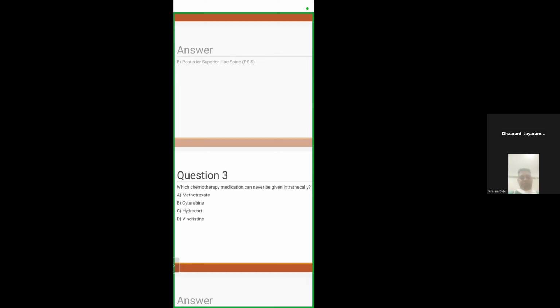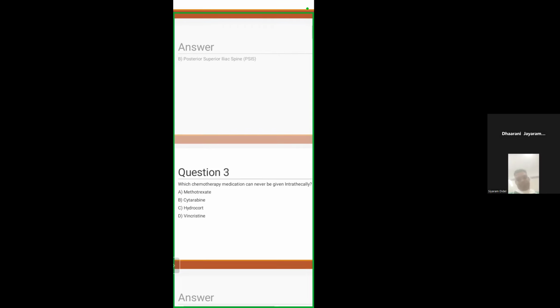We have asked it can never be given intrathecally. That is the question. So methotrexate, cytarabine, hydrocortisone, these are the three drugs which are approved for use in intrathecal chemotherapy. Vincristine is something which should not even be taken into the place where LP is being done. Okay. So I think those who have answered A probably misread the question. So can never be given intrathecally is vincristine.